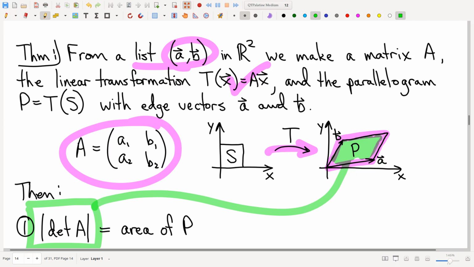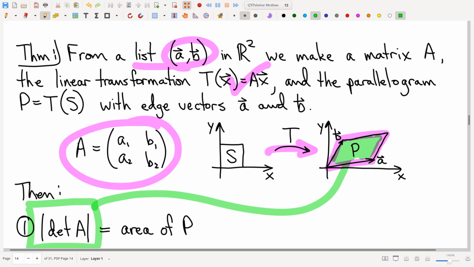Yeah. So if, for example, S had an area of like 2, and the determinant was like, I don't know, 5, would that mean P would be 10? Yep, that's right. The area scale factor. If you have a linear transformation that comes from a matrix, and you have some input area and some output area, this factor is the factor that the area stretches by.